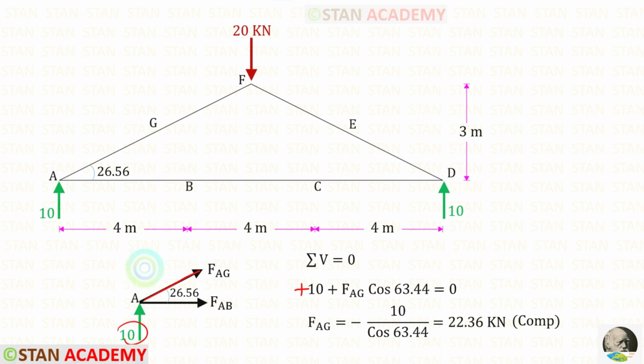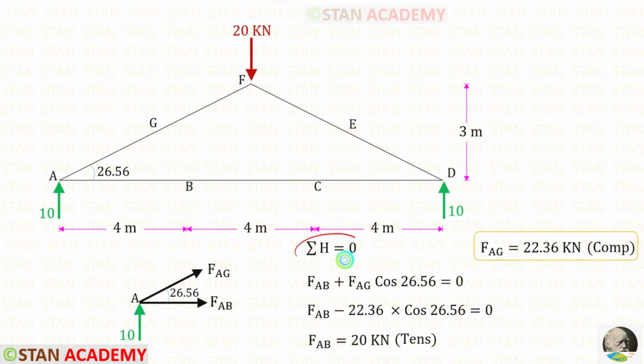FAG is inclined, we have to keep it vertical. To make it vertical, we need this angle. This angle is 90 minus 26.56, so it will be 63.44. FAG is acting upwards, so that it will be positive. For FAG, we will get a negative value, that means it is compressive.